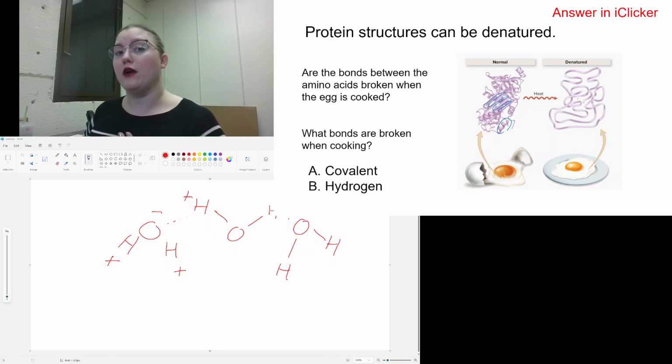So if they are unfolded, which of those bond types, covalent or hydrogen, is breaking here? Is the egg still an egg after you cook it? If yes, then you still have covalent bonds. If your covalent bonds are there, then your egg is still an egg. If your hydrogen bonds break, then you have a cooked egg. It's still an egg, but it looks a little different. Okay? So that's how you can think of that.